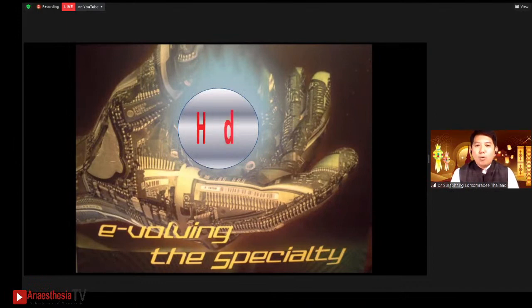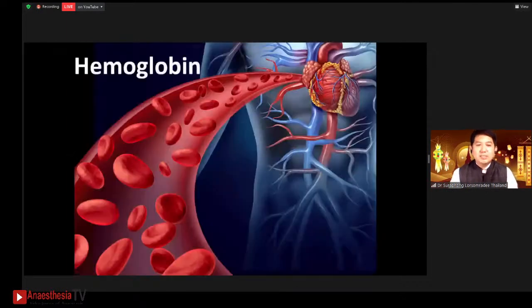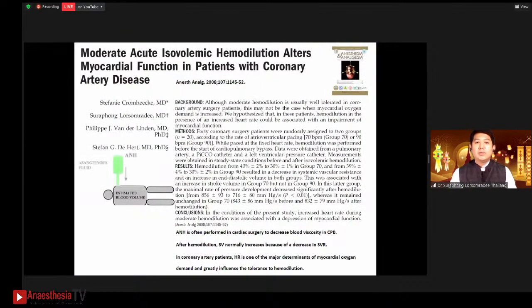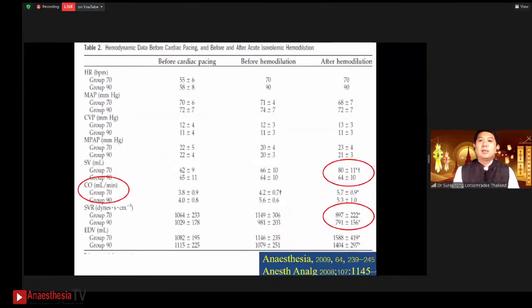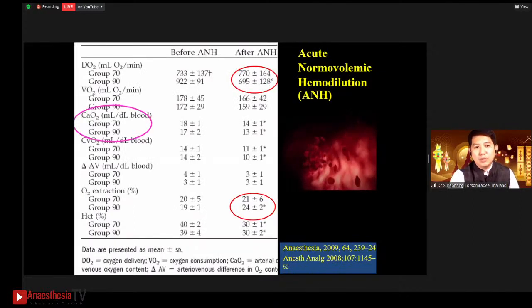One of the most important things during surgery is the hemoglobin carrying capacity. One of my studies is about when we have low hemoglobin, like acute normovolemic hemodilution. We take the blood out and give fluid back to maintain normal volume. And in the case of fast heart rate and slow heart rate, what happens? The SVR changes after the hemodilution, and the oxygen consumption and oxygen delivery also change.